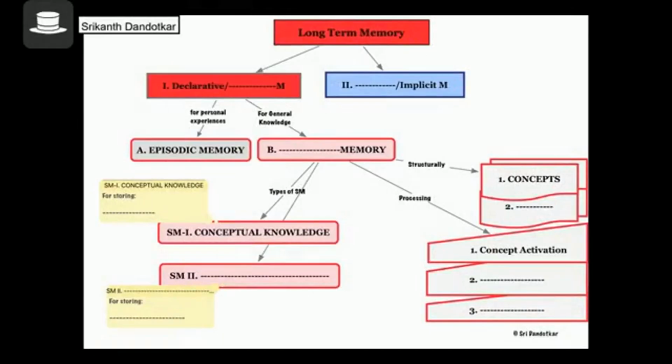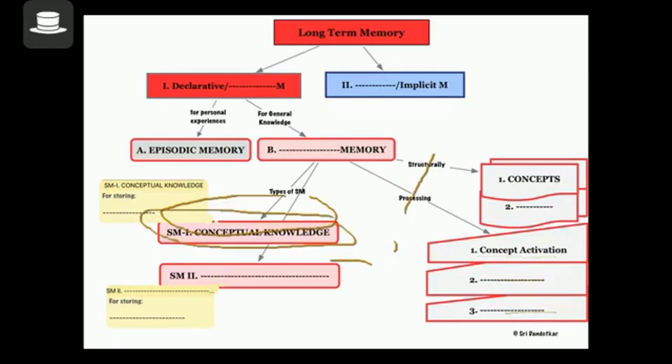To sum up, we talked about semantic memory, and we said there are two types of semantic memory, conceptual and situational. In terms of structure, a semantic memory is a network of concepts or propositions. And processing-wise, the first thing that happens is concept activation, then spread of activation, and the third thing is search intersection. That's correct.